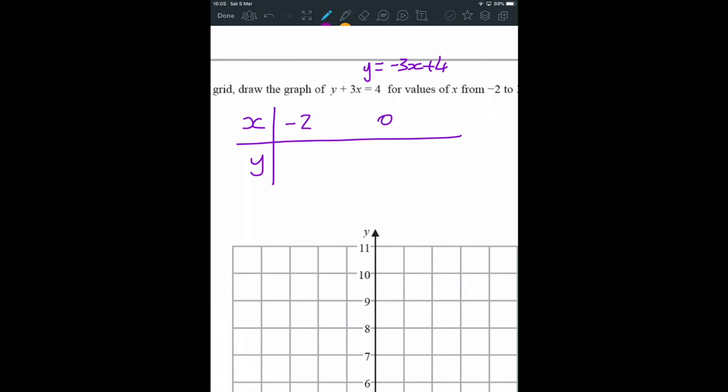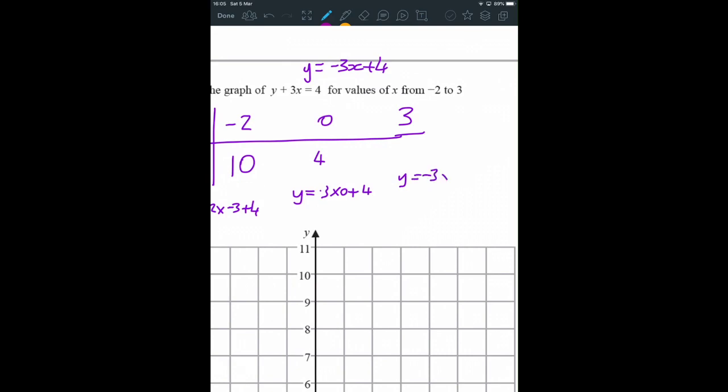I'm not going to do all the values. We know we only actually need 2 values to be able to draw a straight line. I'm going to do 3, the 2 extremes and 0. When x is -2, if I put -2 into that formula, that's y equals -2 times -3 plus 4. That comes out as 10. When I put 0 in, that's -3 times 0 plus 4. That gives us 4. And when I put 3 in, that's y equals -3 times 3 plus 4, which is -5.